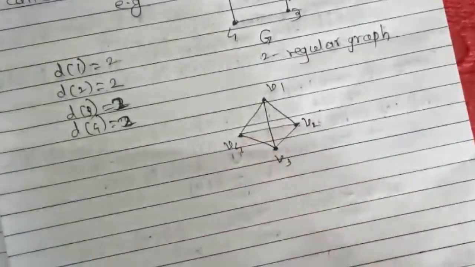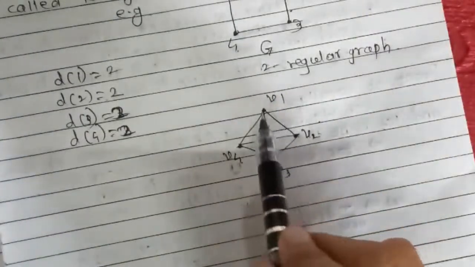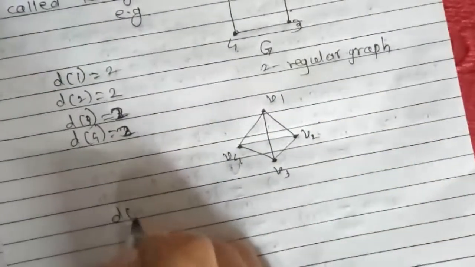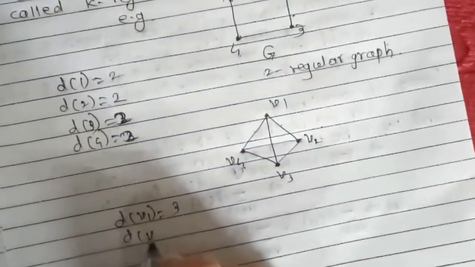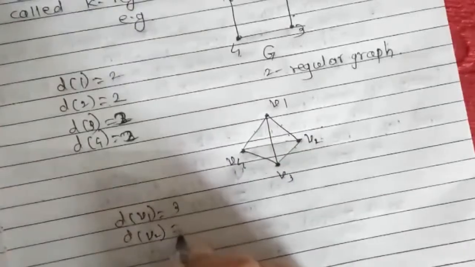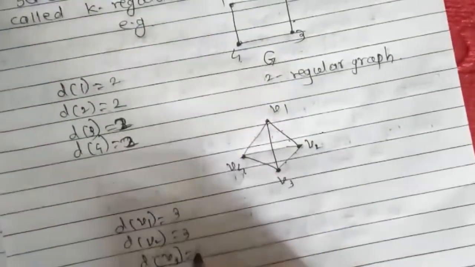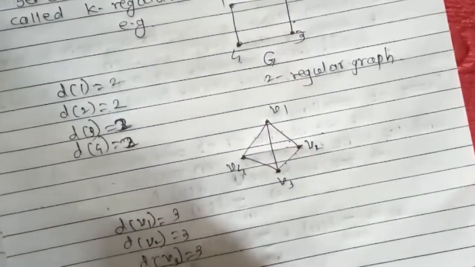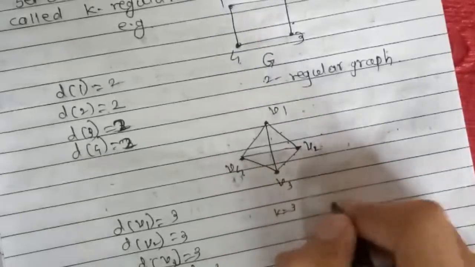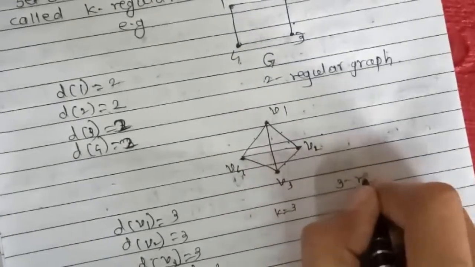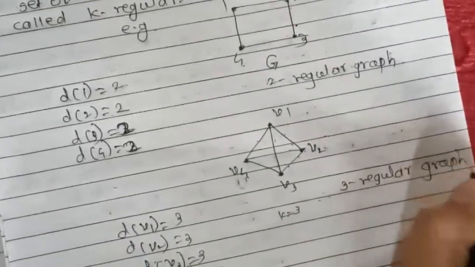Is this graph k-regular? Now let us check. The number of vertices is 4 and degree of V1 is equal to 3, right? Degree of V2 is also 3 and degree of V3 is also 3 and degree of V4 is also 3. Therefore k is equal to 3. Therefore this graph is a 3-regular graph, right?